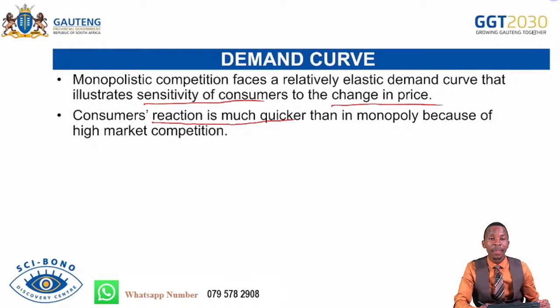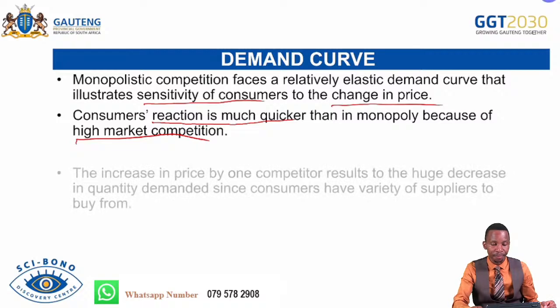In monopolistic competition, there's high competition, so consumers are always very quick to react to a change in price. Especially if the price is increasing, consumers are quick to demand from an alternative firm. If the price is decreasing, they are also quick to demand more from the firm that is selling at the lower cost because these goods are substitutes for one another. They can replace each other.